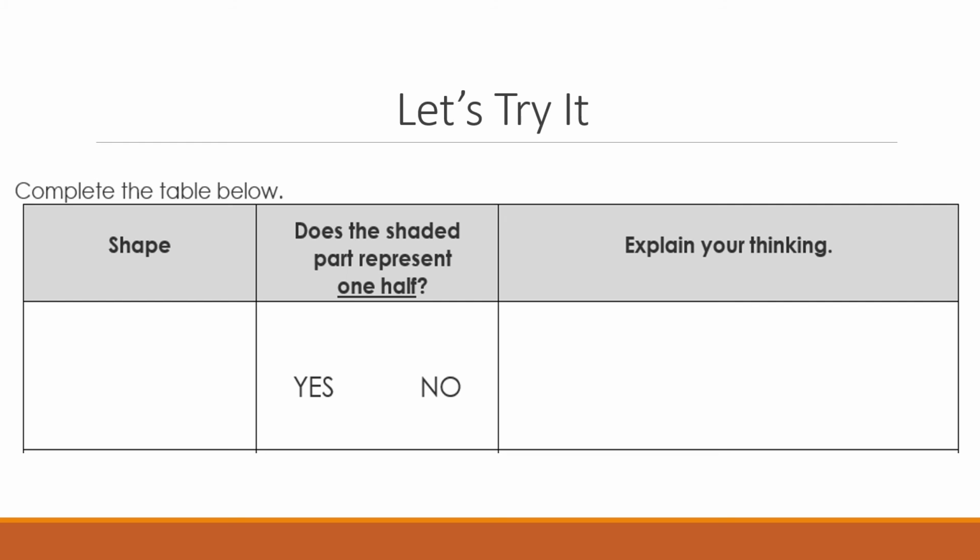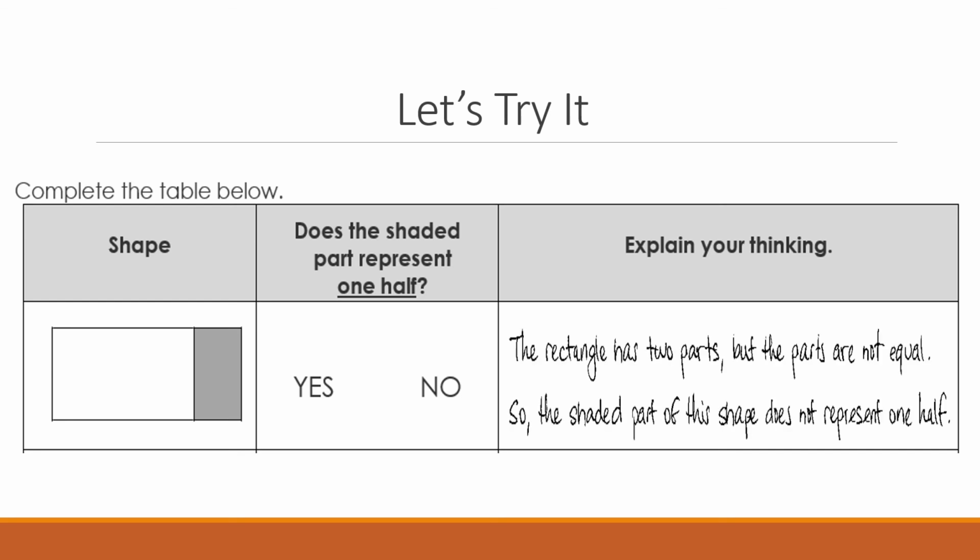Let's try it. We can complete the table below by thinking about what we know about partitioning shapes and halves. Look at the rectangle. Does the shaded part of the rectangle represent 1/2? I notice the rectangle is partitioned into 2 parts, but the parts are not equal. So the shaded part of this shape does not represent 1/2.